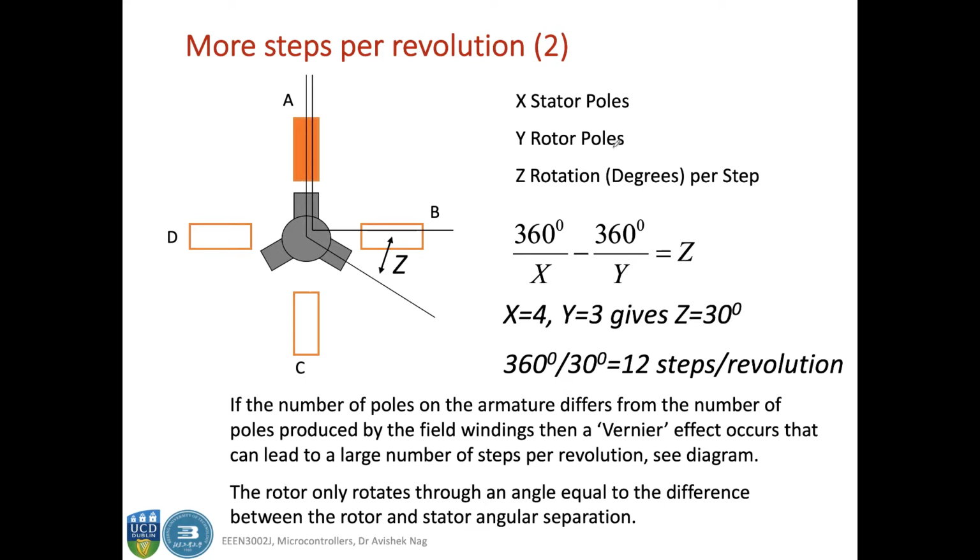Okay, so you can have, let's say, X stator poles and Y rotor poles, and let's say Z is the degree rotation per step. So you have an equation like this. So basically if you have X equal to 4, so if you have 4 stator poles and 3 rotor poles like this, then you can have Z equal to 30 degrees according to this equation. So in that case you can have 12 steps per revolution.